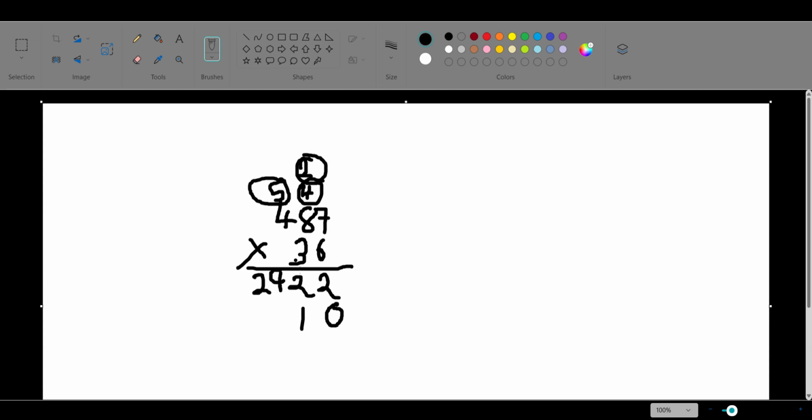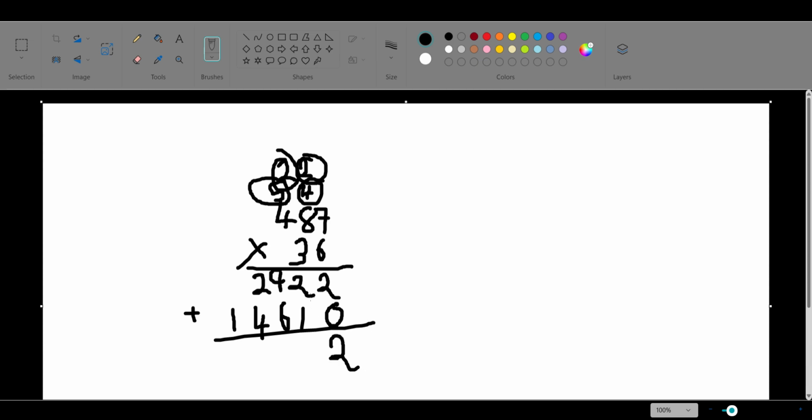You just carry over here. Now 3 times 8, which is 24. 24 plus 2, which is 26, which is 2. Then here, then 2. 4 times 3, which is 12. 12 plus 2, which is 14.